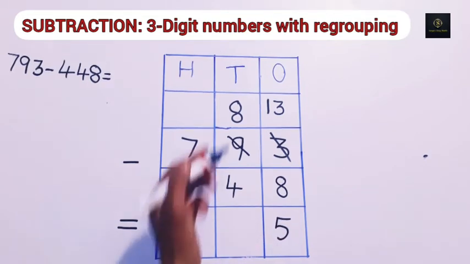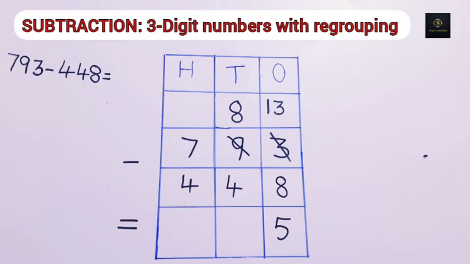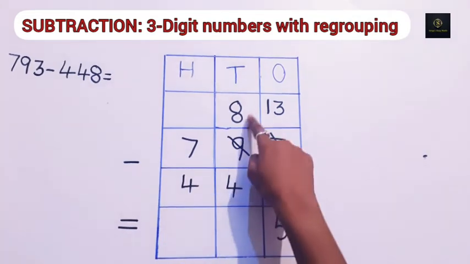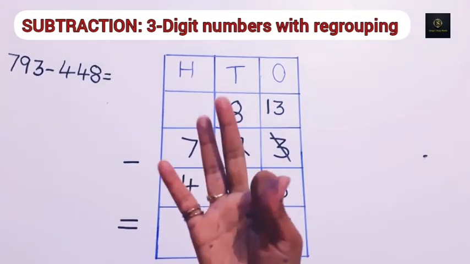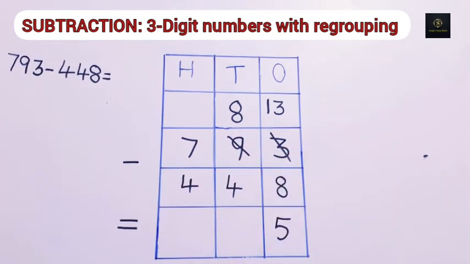Now let us subtract the digits in the tens column. Can we subtract 4 from 8? Yes, it is possible. So here, no need to borrow. Without borrowing, we can subtract 8 minus 4. So, count after 4 till 8. 5, 6, 7, 8. That is 4. So, we write 4 in the tens column.